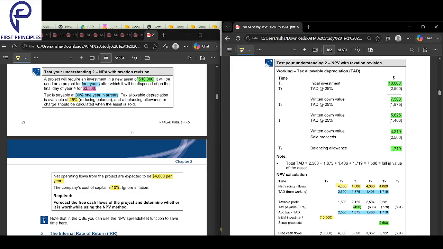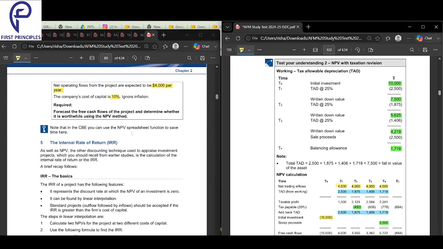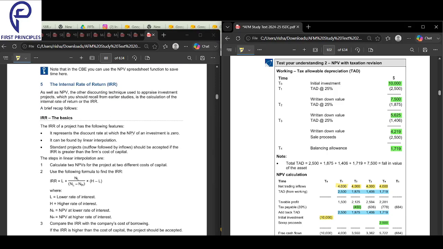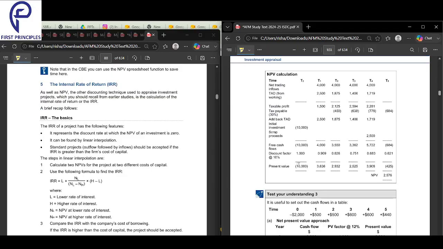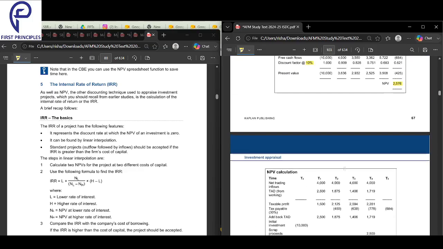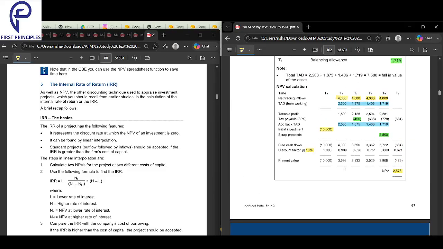Okay. Hope this is clear. Did you get this here? It's clear, Shri? Okay. NPV calculation, yeah. Tax payable. Okay. It's pretty much the same thing.